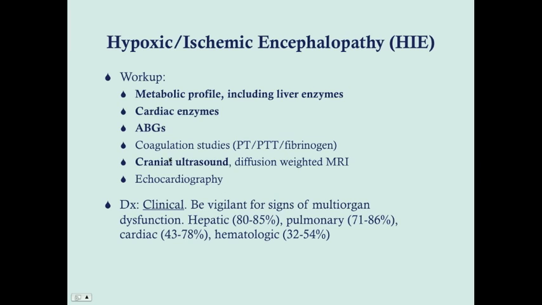If that's positive, you'll want to get a diffusion weighted MRI no matter what. So that's another study you'll probably want to do. And then echocardiography to assess the function of the heart. Otherwise, this is diagnosed clinically and in conjunction with your labs, but as I mentioned before, you need to be vigilant for signs of multi-organ dysfunction, particularly the liver and the lungs and the heart.